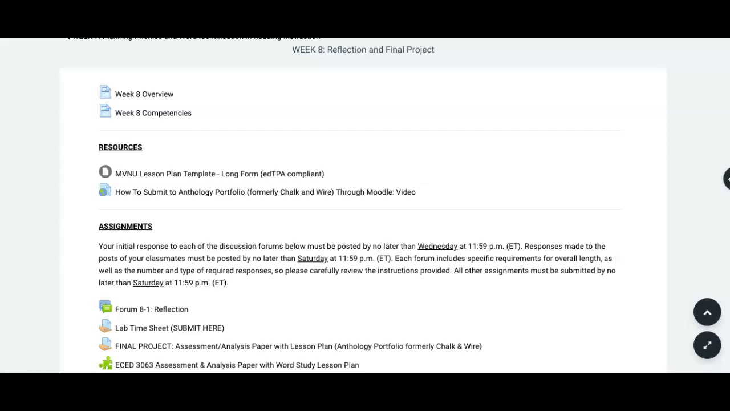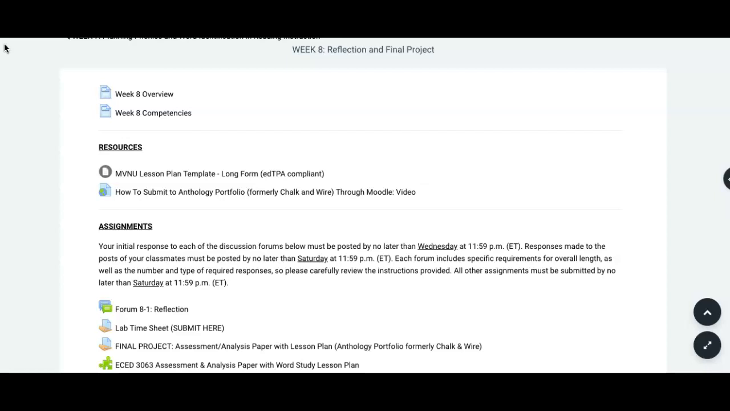Welcome to week 8. I cannot believe that we are ending our time together. Where does time go? This week, you are reflecting on your learning for the past 7 weeks, and you're also going to be wrapping up your final project.